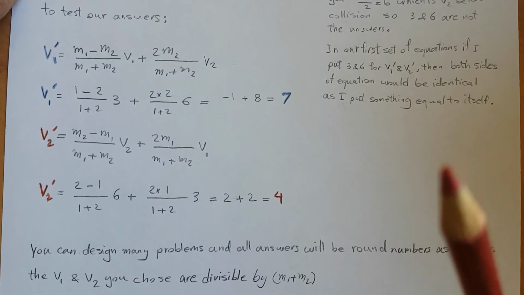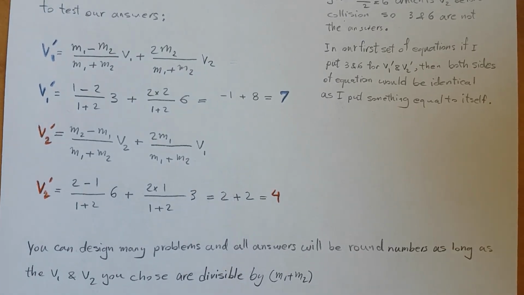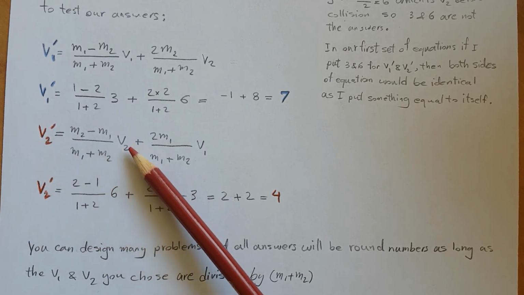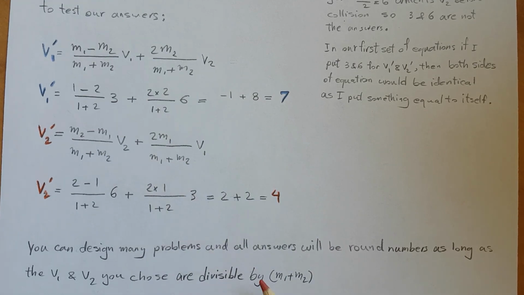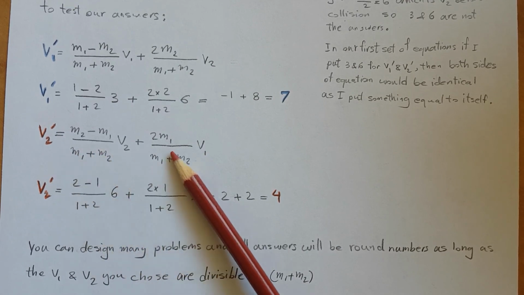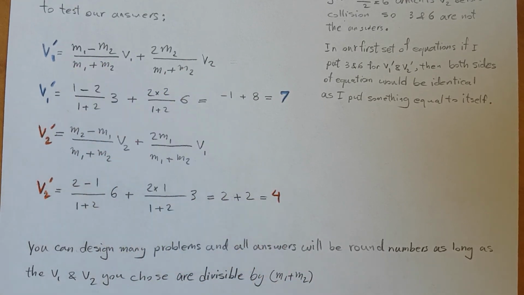And so you can see that you can design many problems and all answers will be round numbers as long as the V1 and V2s that you choose are divisible by the addition of M1 plus M2. And you can see why.